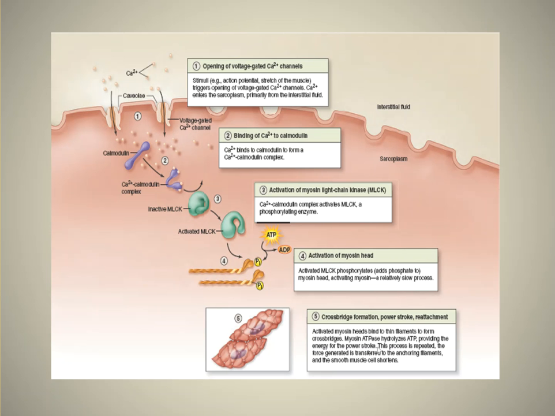So, like I said, this is really different than skeletal muscle, where ATP does not have anything to do with the power stroke. It recocks the myosin cross bridge. But in smooth muscle, it has a direct effect. It causes the power stroke and causes the filaments to slide by one another.